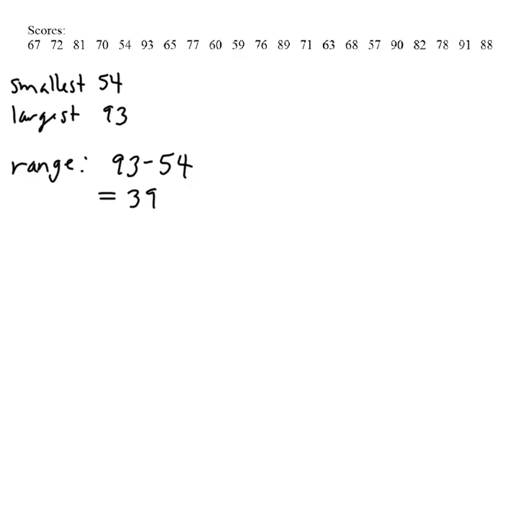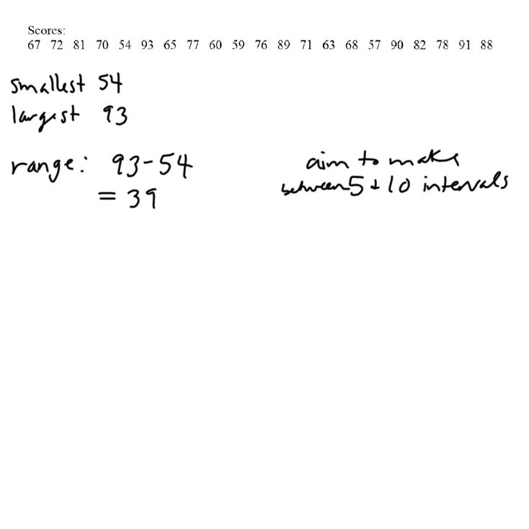Now remember, for a histogram, you're aiming to make between 5 and 10 intervals. So you can look at this and think, okay, if I had to split up these numbers into 5 groups or 10 groups, what would I do? So you could have 10 groups of about 4 apart, or you could have 5 groups of about 8 apart. So you're going to be aiming for something like that.